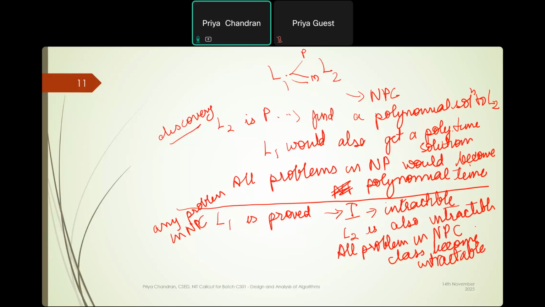So that is the importance of this class, and we keep on adding more and more problems to this class. The idea is that for NPC problems, if one of them is solved, all the others get solved, in the sense that they get polynomial time solutions. If one of them is proved intractable, all the others would become intractable. So that's a completeness class by itself, and it makes a very, very interesting field in computer science.